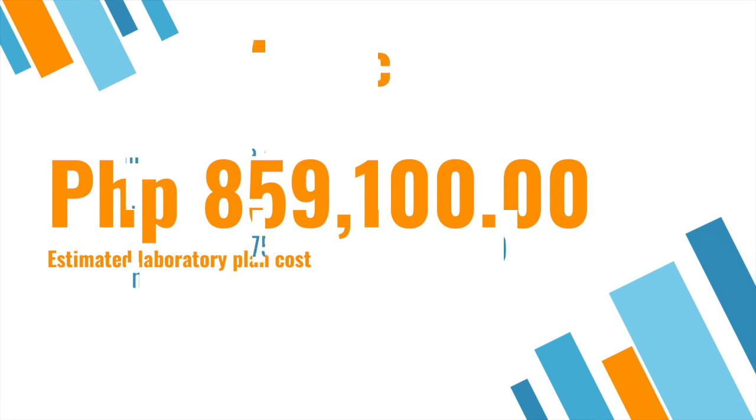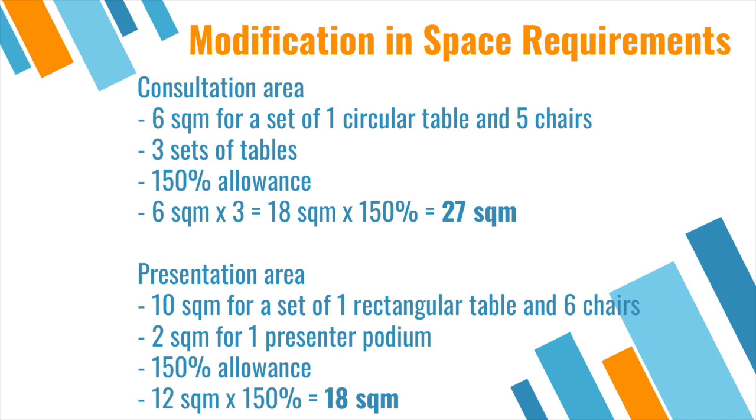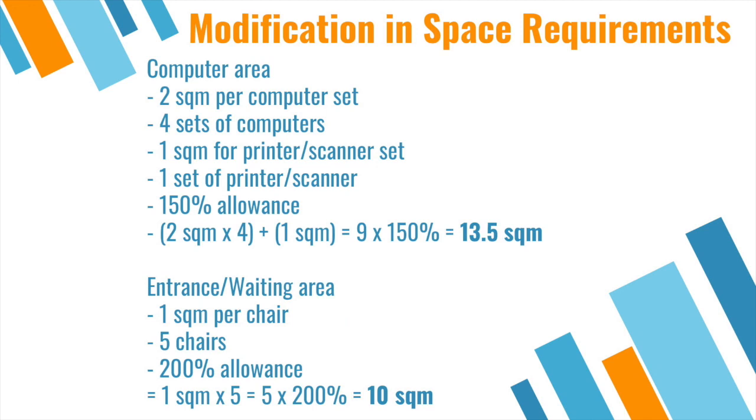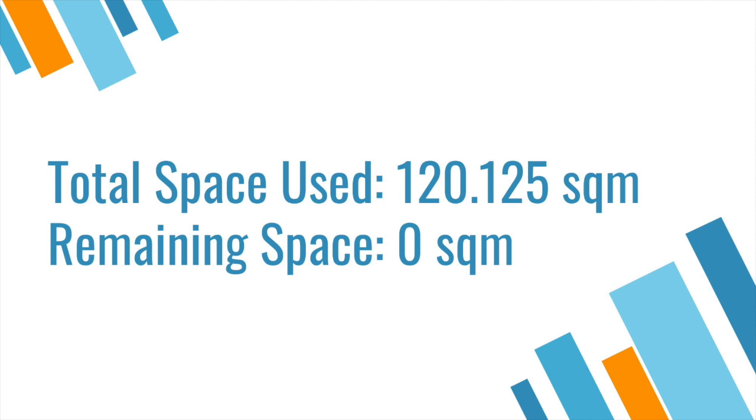Now we apply our method, keeping in mind our objective function from earlier and the given constraints. With that, our resulting modification of space requirements are as follows. We will allot 27 square meters for the consultation area, 18 square meters for the presentation area, more than 51 square meters for the study, research, and collaborative area, 13.5 square meters for the computer area, and 10 square meters for the entrance and waiting area, for a total area of 120 square meters, which meets the given constraint.